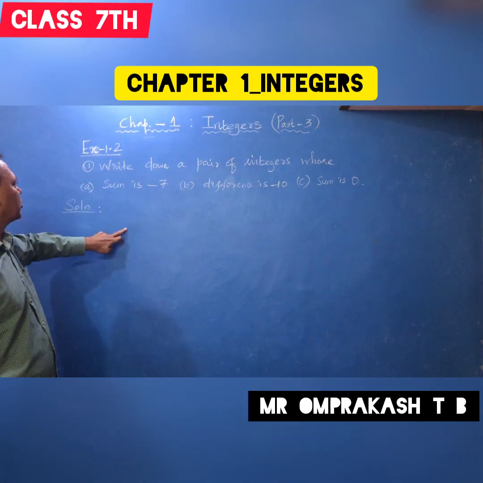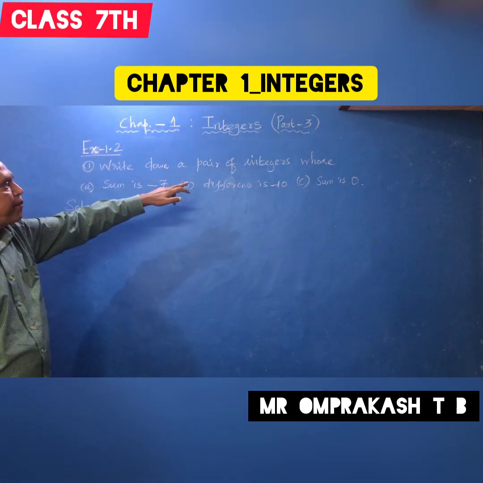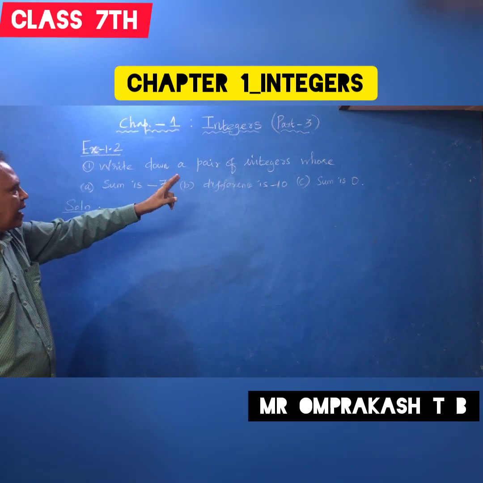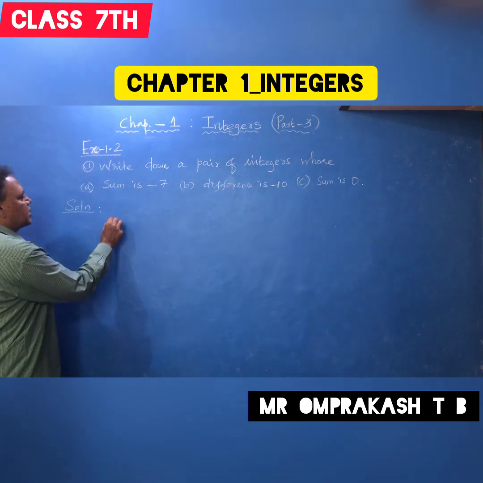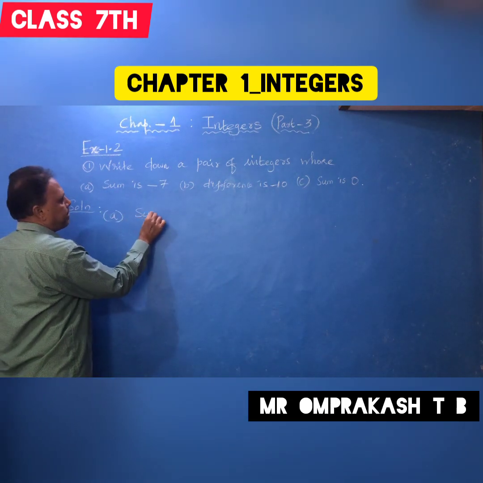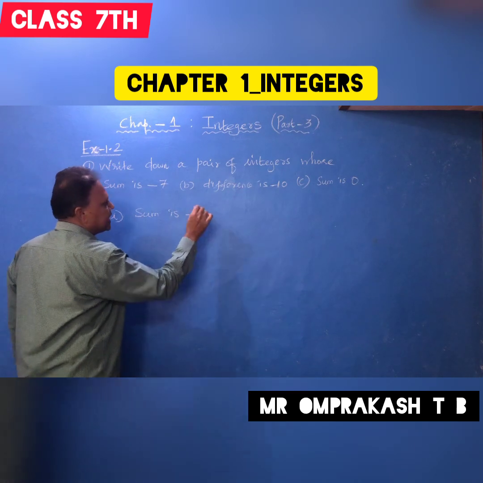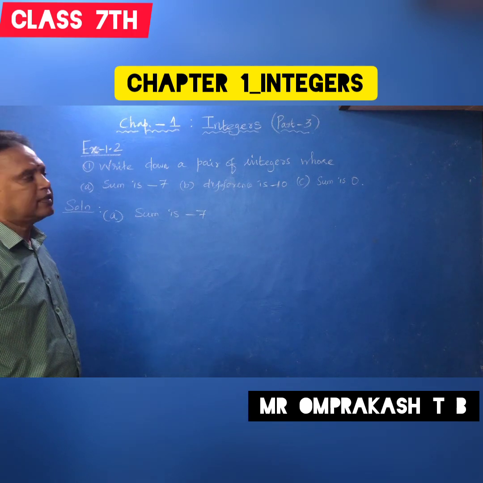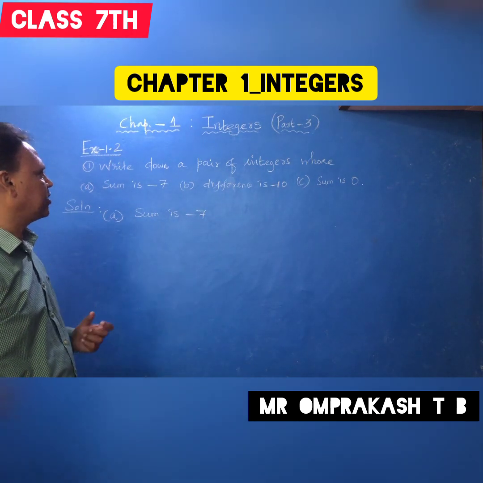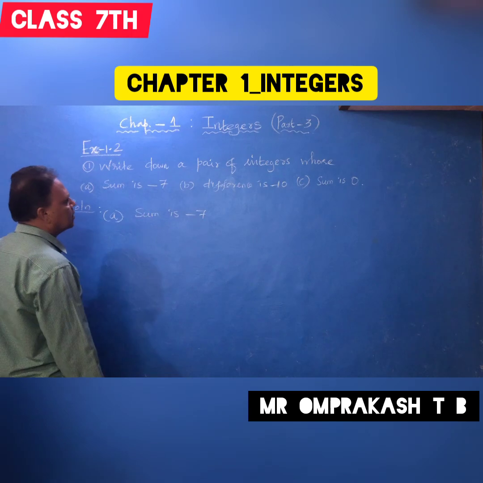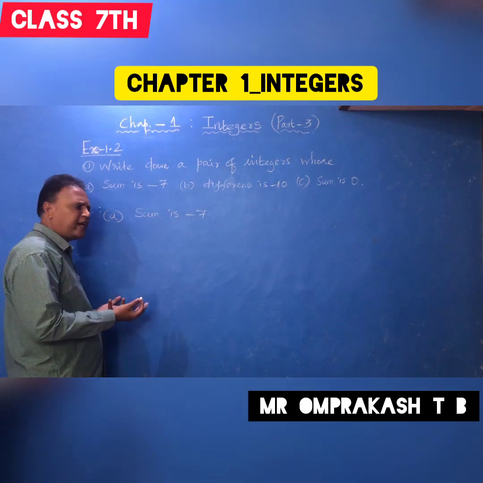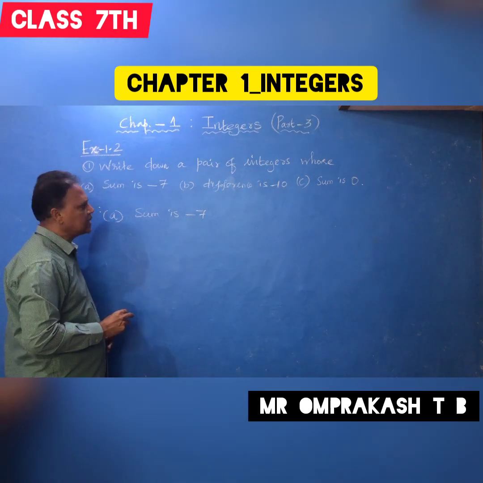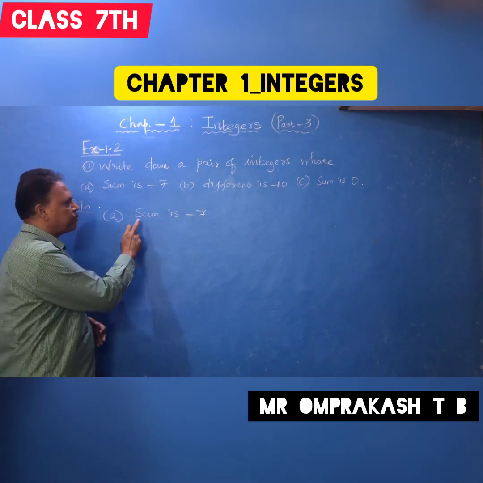Exercise 1.2 problems. First problem you see, write down a pair of integers. Pair means you have to make 2 integers, and whose sum is given. A1 is what? Sum is 7. Whose sum is minus 7. You have to find that pair of integers. You can take any integers, but it should satisfy that the sum you have to get is minus 7. Sum means plus you have to do.